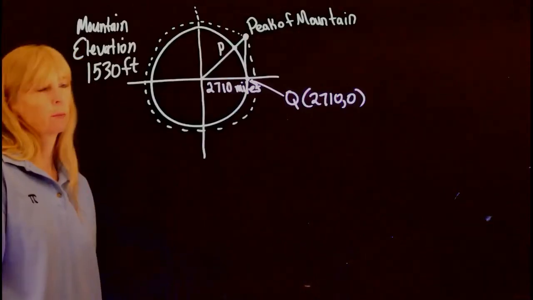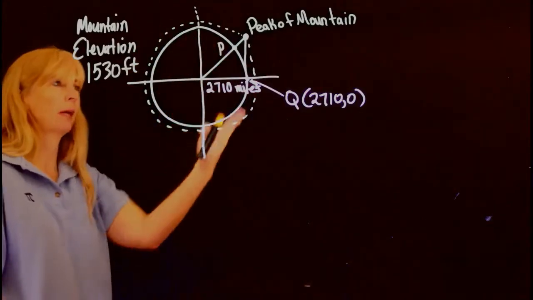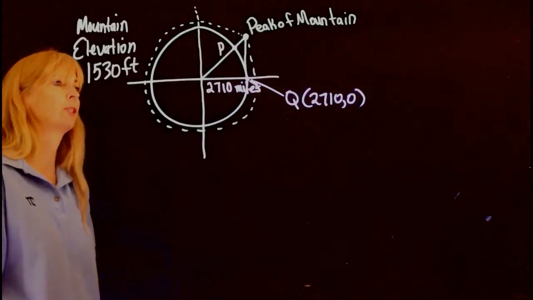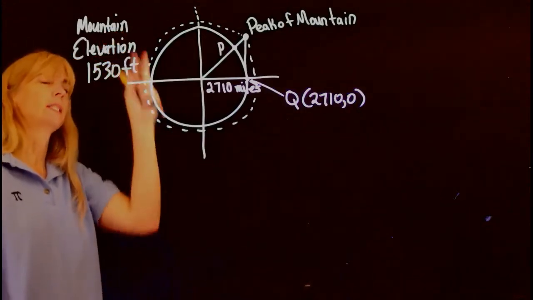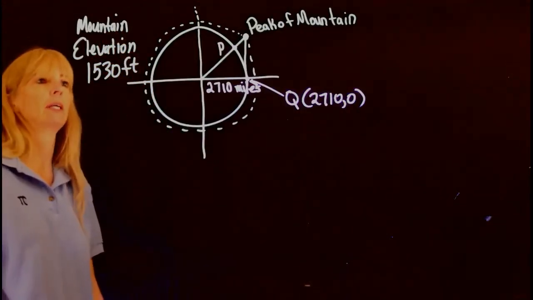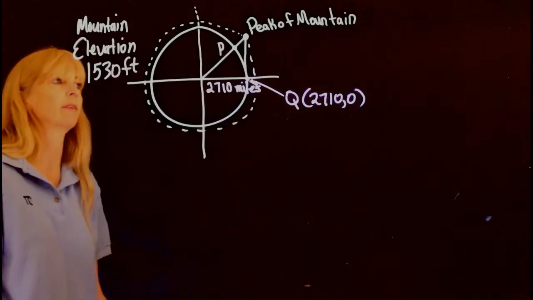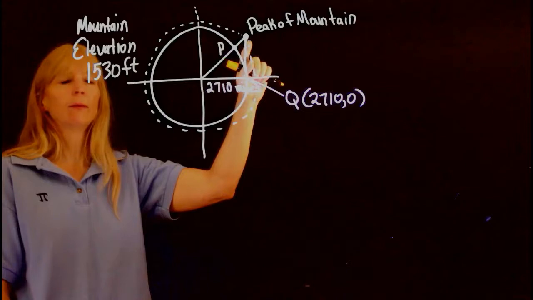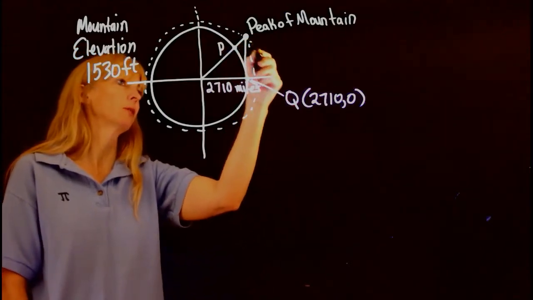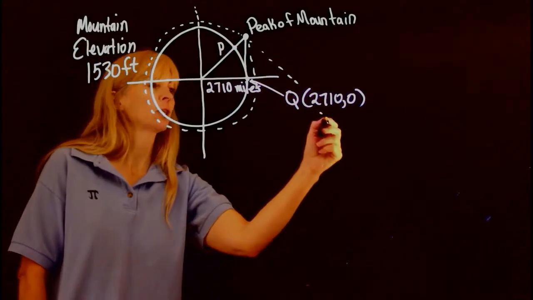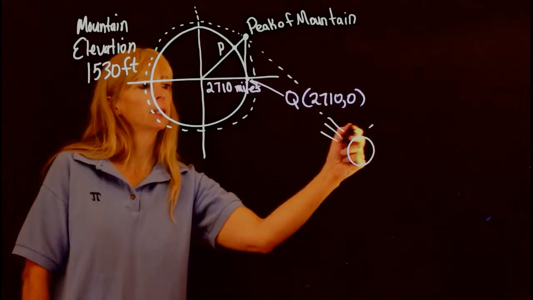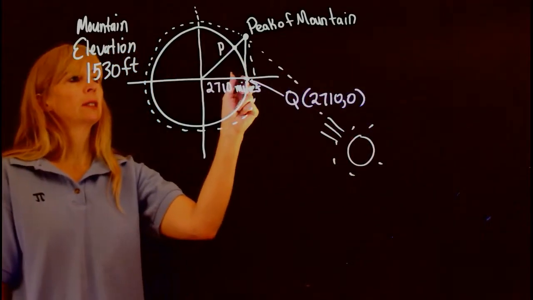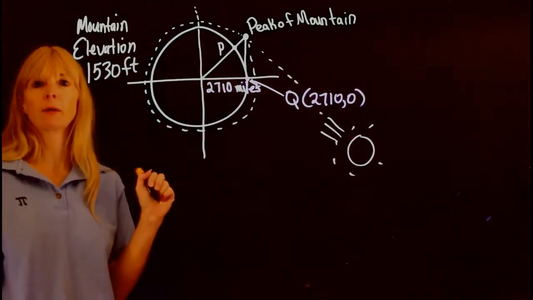Okay, this is kind of a weird problem. This is supposed to be the Earth. I've rotated it a little bit from the picture that's given in the book, and it says that we have this mountain that has an elevation of 1,530 feet. If you're up here at the peak of the mountain, and I didn't draw this, you can actually see the rays from the sun quicker than somebody that would be down here.